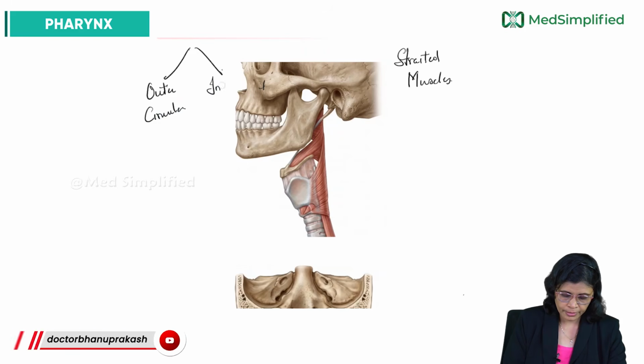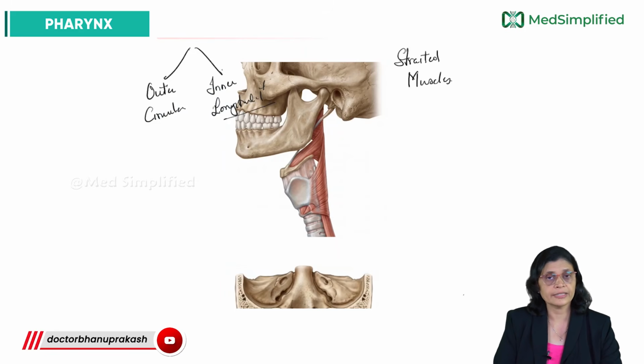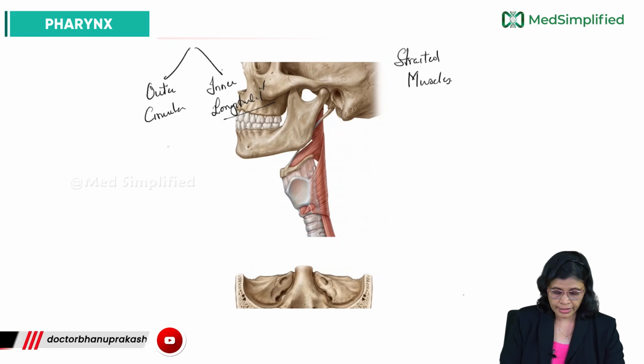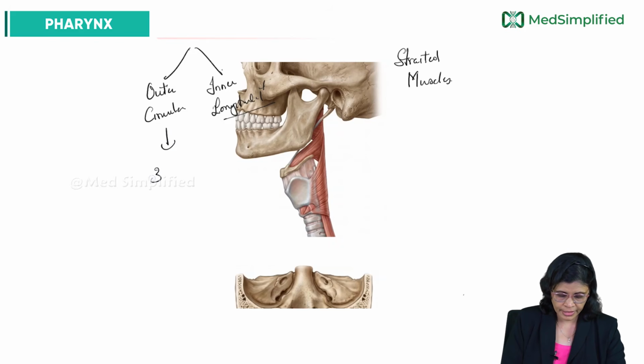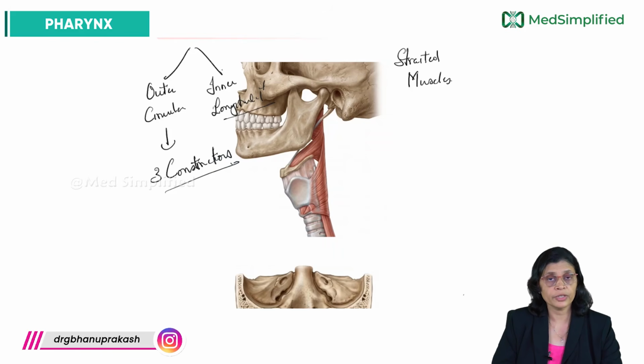and inner longitudinal layer. So two layers the muscles are arranged, and the outer circular layer mainly consists of the three constrictors. So it is made up of these constrictor muscles, three constrictors, the outer circular. So we have the superior, middle and inferior constrictor.